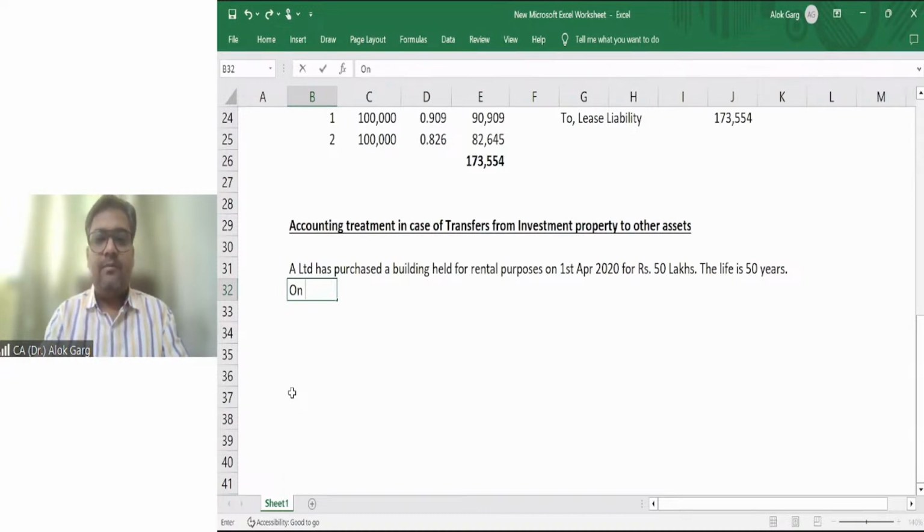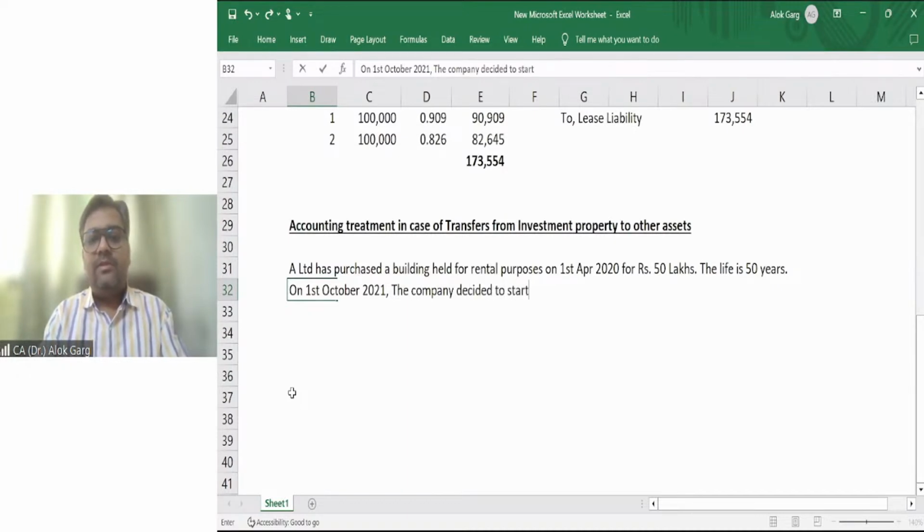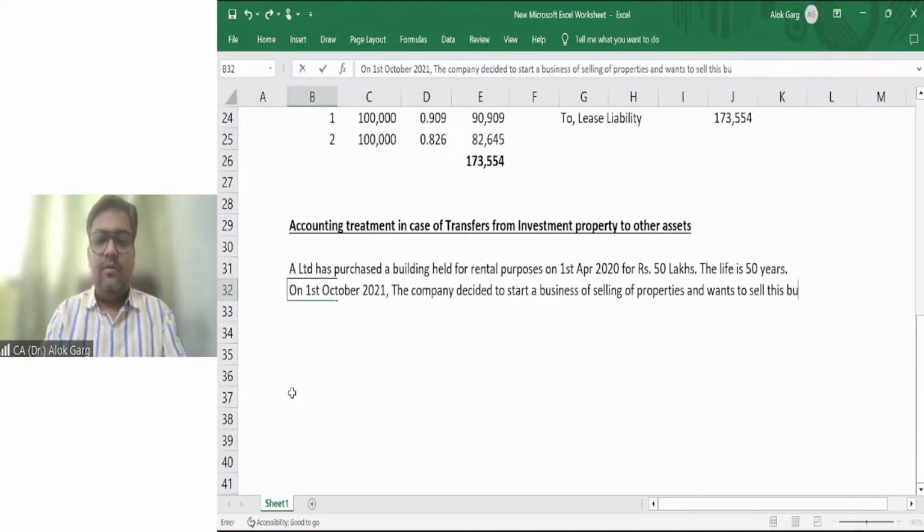On 1st October 2021, the company decided to start the business of selling properties and wants to sell this building as well to the customer.